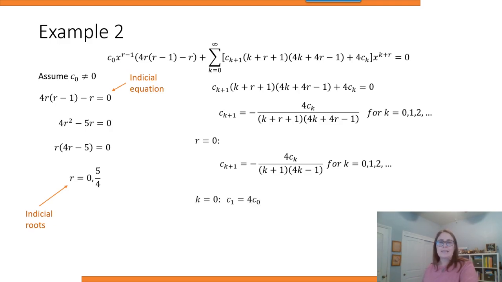So if I plug in k equals 0 to this formula, I get c1 equals 4c naught. Again, we don't know what c naught is, but we know it's not 0, so we're going to keep it and move to the next one. If k equals 1, then c2 is going to equal negative 2/3 c1. And since I just found that c1 is equal to 4c naught, I can plug that in for c1 and I get negative 8/3 c naught for my second term.